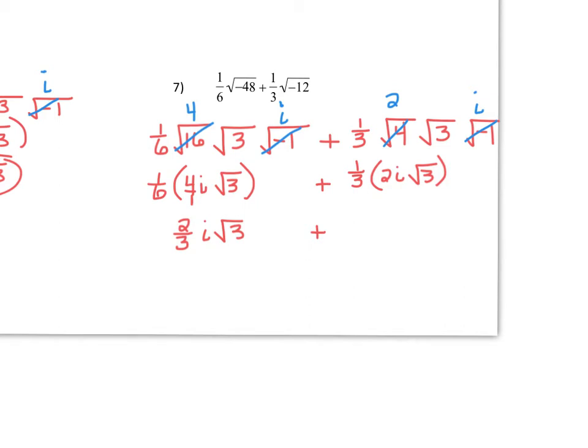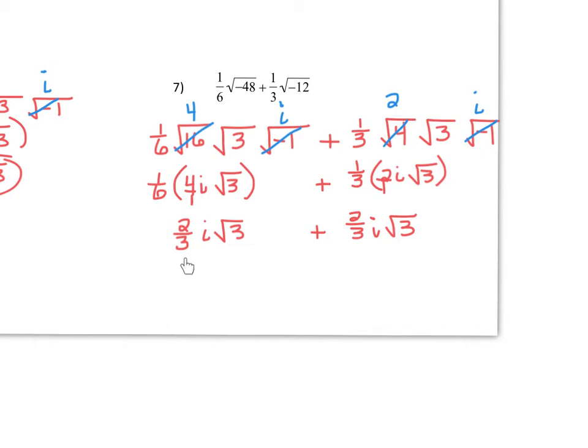Now let's do the same thing over here, right? Let's multiply 1/3 times 2. So let me take this 2 and put it over 1. And when I multiply these fractions, 1 times 2 is 2, and 3 times 1 is 3. So we get 2/3. All right, so this one is also 2/3. And then I'll bring down the i radical 3.